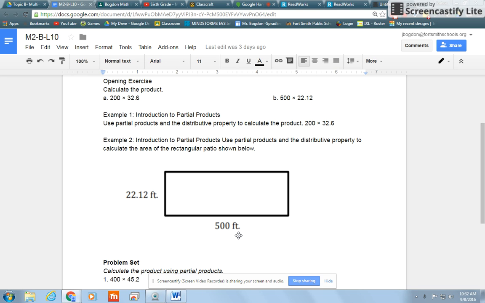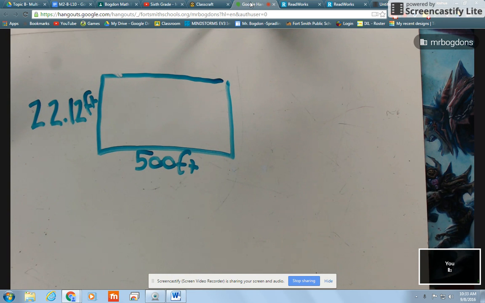So example number 2 says we're going to use the partial products and distributive property to calculate the area of the rectangular patio shown below. Calculating area. It's a rectangle, right? Yes. How do I find the area of a rectangle? Multiplying what? Length times width. Okay.